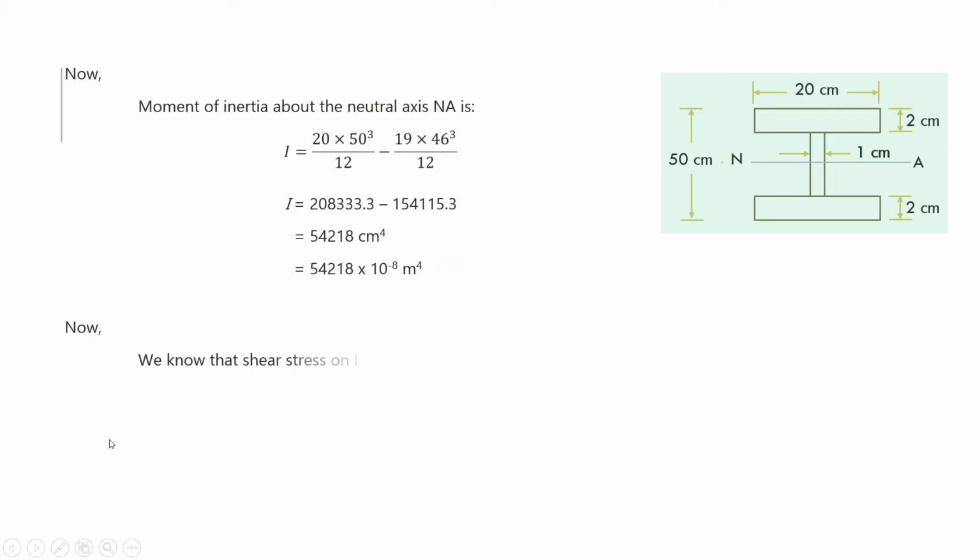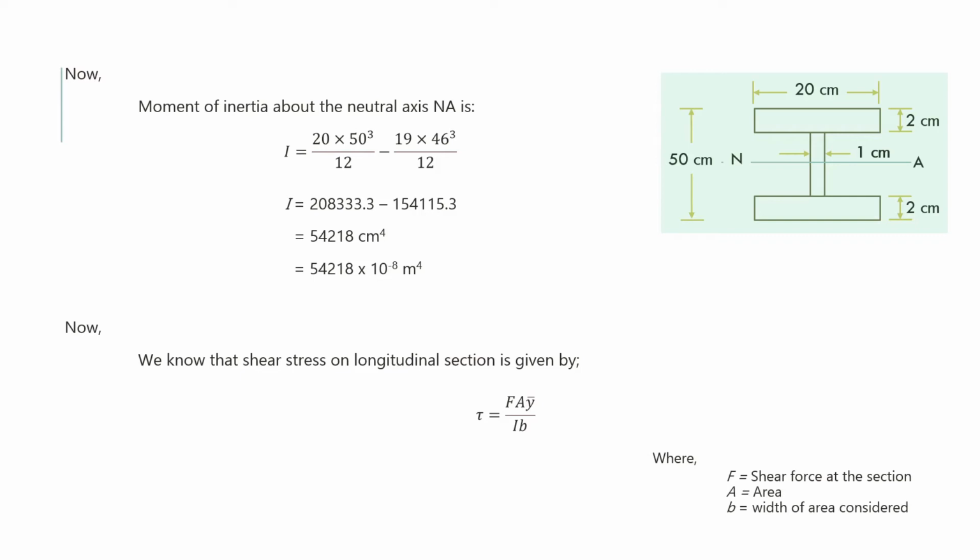एंड दिस इज द वैल्यू. Now we know that shear stress on longitudinal section is given by tau equal to F A y bar upon I b, where F is the shear force at the section, A is the area of cross section and B is the width of area considered.